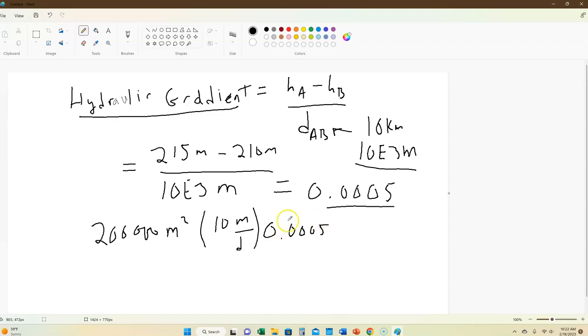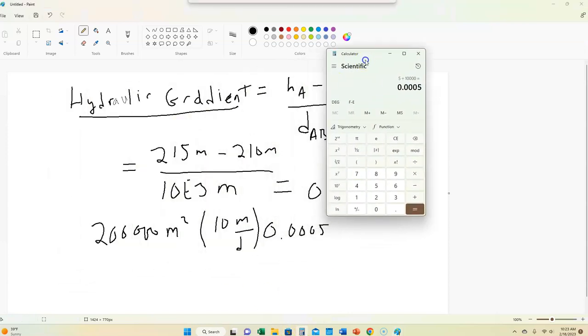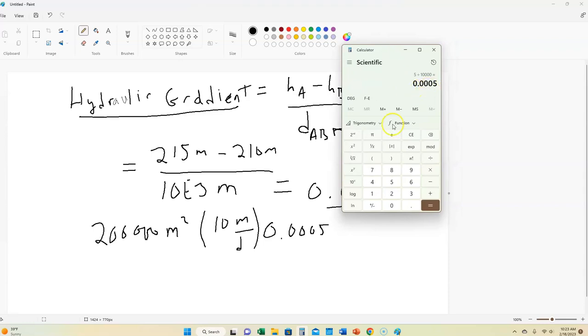See, this hydraulic gradient is the thing that you'll have to calculate, just given the difference in height and the distance between the two. These numbers here are given to us. Anyhow, that's still in my calculator, so let me get that calculator. Let me move it so you can see what I'm doing. All right, so there's the 0.0005.